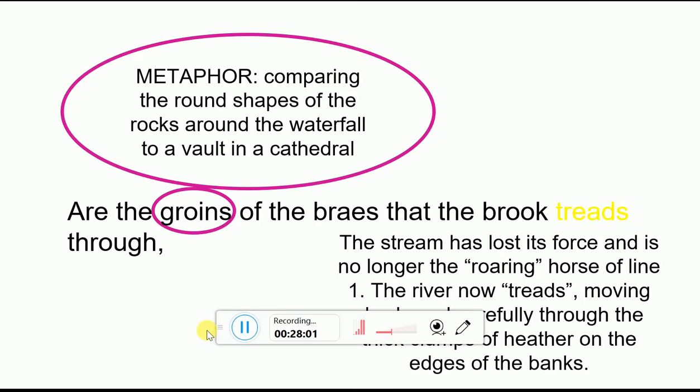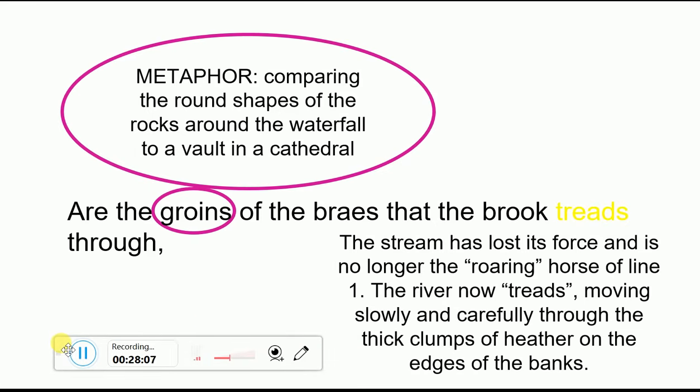We are still in the surrounding lines. We have shifted our focus a bit from the flow of the river, and not only are they covered with dew. Remember, dew is on the plants around the stream, the groins of the braes that a brook treads through. Metaphor comparing the round shades of the rocks around the waterfall to a vault of a cathedral. The stream has lost its force and is no longer roaring like a horse, like in line one. The river now treads. When you tread, you walk or move slowly and carefully through the thick clumps of heather on the edges of the banks.